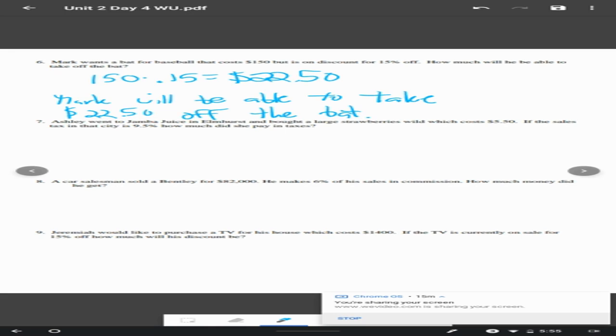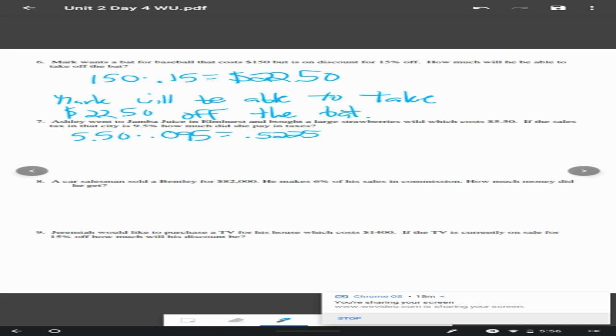Ooh, Jamba. Ashley went to Jamba Juice in Elmhurst and bought a large Strawberries Wild, which cost $5.50. If the sales tax is 9.5%, how much did she pay in taxes? So it's not asking for the total, it's just asking for the tax. So if you just take the $5.50 and multiply it by that 9.5, which would be 0.095 if you move the decimal 2 to the left. Let's do that in our graphing calculator. 0.095. We get 0.5225.